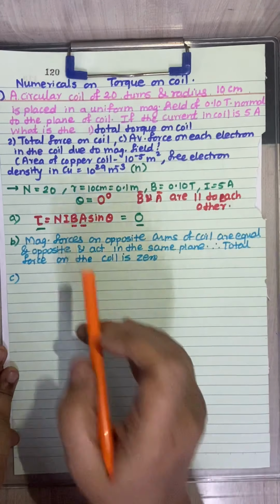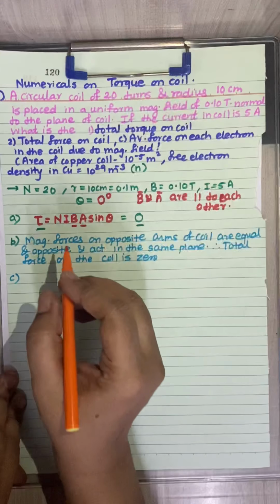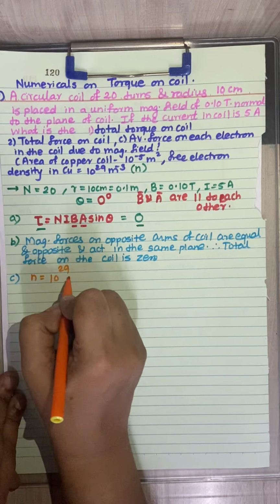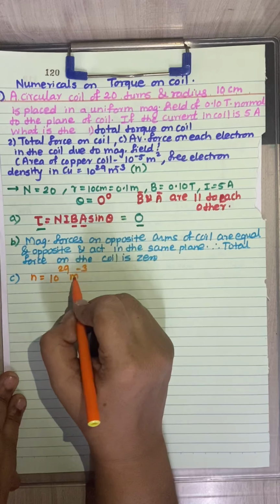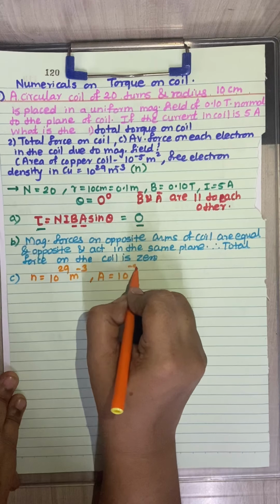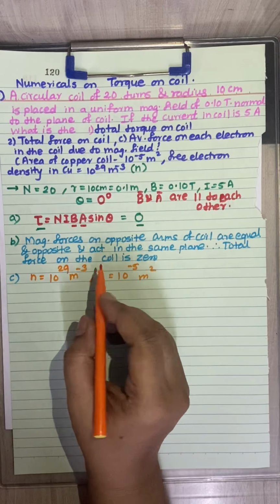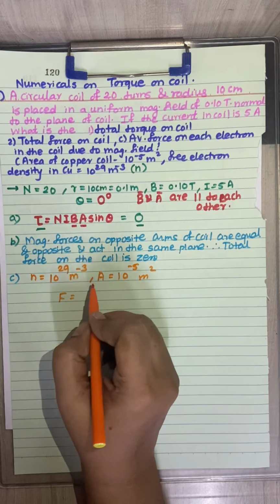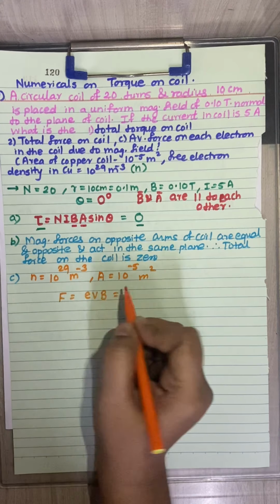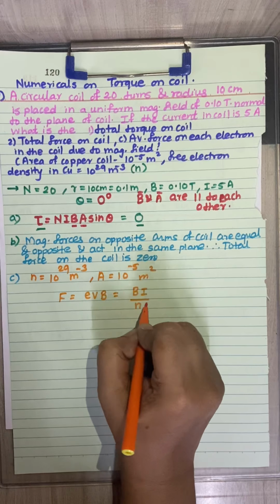the average force on the coil, or the average force on each electron. Okay, so for a given wire we know that n is equal to 10 raised to 29 per meter cube. This is the number of electrons per meter cube. Area also is given as 10 raised to minus 5 meter square. Okay, so we have the force F is equal to BVQ. So here we will take eVB. Okay, and this is nothing but equal to BI upon nA.